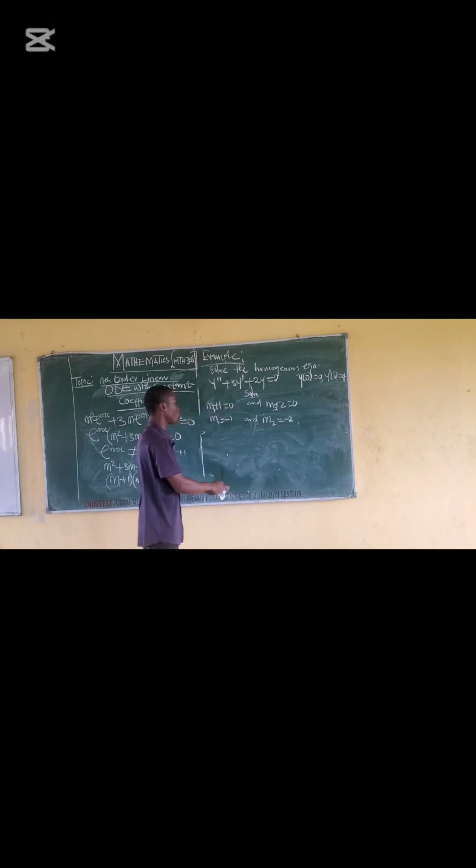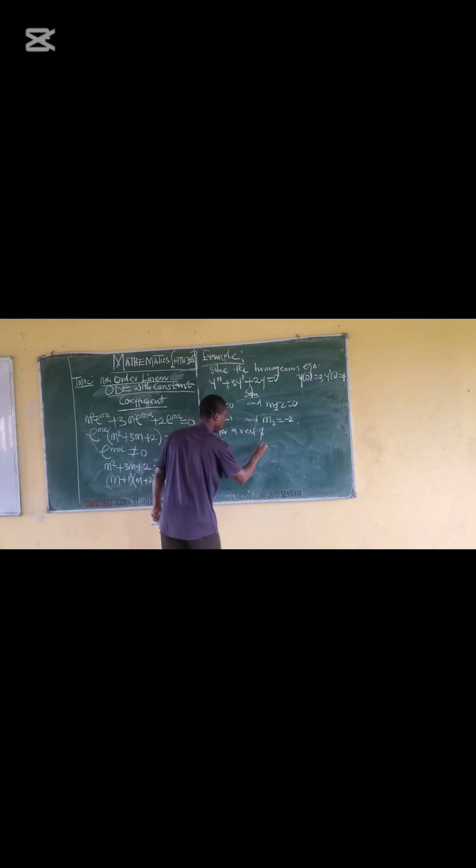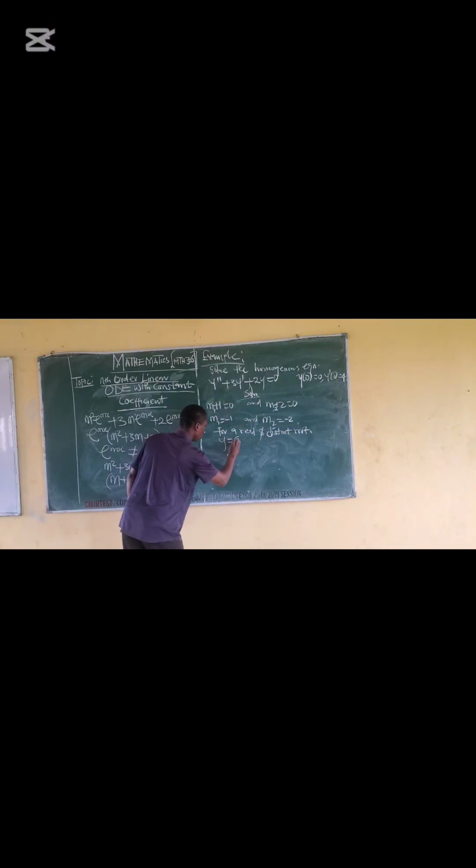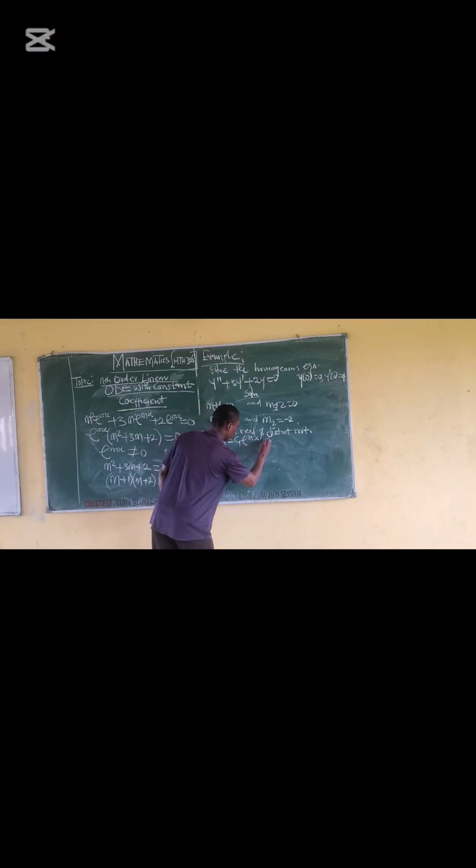In this case, because the roots are real and distinct, I am going to use the first case I gave you, where I said that for a real and distinct root, y will be equal to c1 exponential m1x plus c2 exponential m2x, because we have only two roots here. Assuming I have up to 3 roots, then I will extend this up to 3.